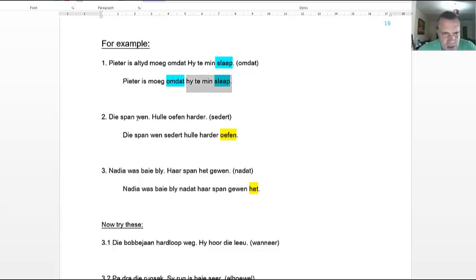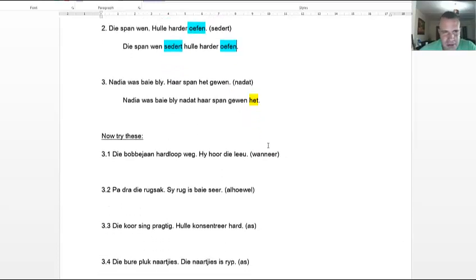Die span wen, hulle oefen harder. This team is winning. They are practicing harder since. So this team is winning since they are practicing harder. So you put the sedert in the middle. There's your first verb. That has to go to the end of the sentence. And there it is, sitting at the end. Die span wen sedert hulle harder oefen.